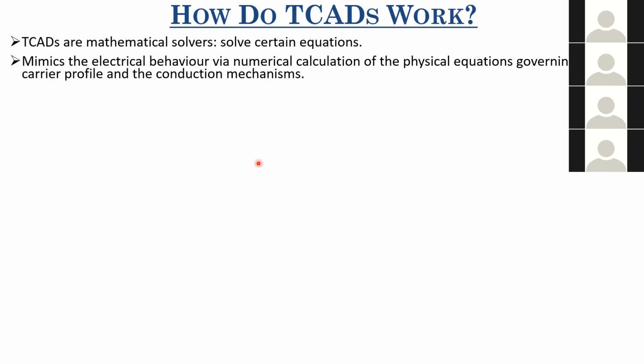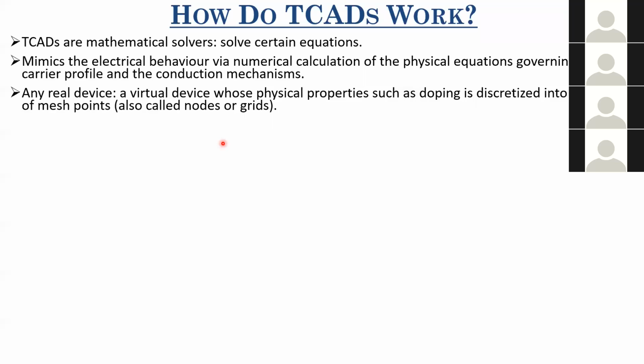How do they work? So TCADs are nothing but mathematical solvers. They just solve some mathematical equations, some differential equations, some difference equations. That is what they do. However, by means of the solution of these equations, it mimics the electrical behavior. And what do those equations represent? They represent the physical equations which govern the carrier profile, the conduction mechanism, and so on. So any real device which you want to simulate gets converted to a virtual device in a TCAD, whose physical properties such as doping are discretized into a number of mesh points.